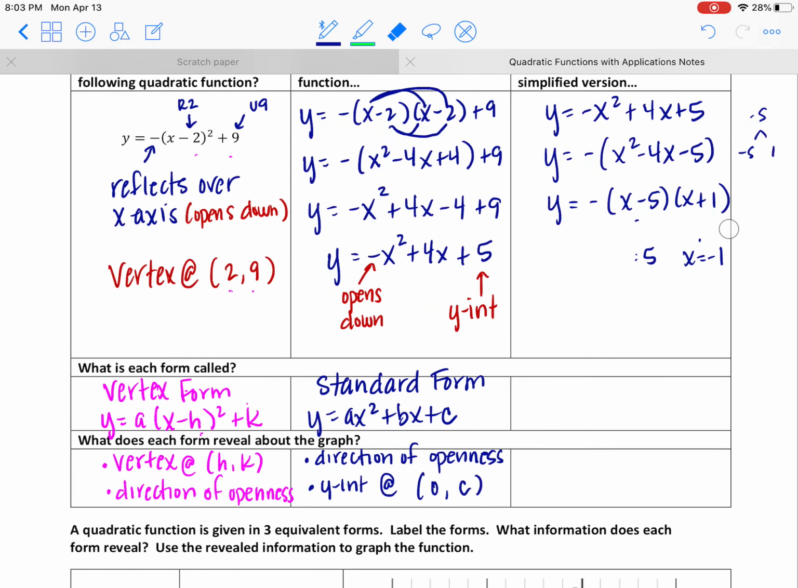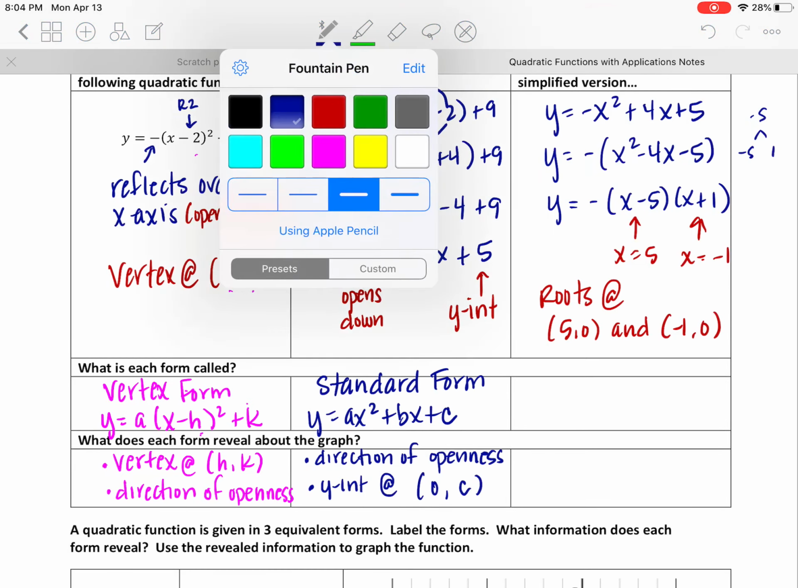So this shows me, let me change the colors on this. If we took this and factored it, x equals 5 and x equals negative 1 are my roots, my x-intercepts. So we have roots, x-intercepts, zeros, whatever you want to call them, at (5, 0) and (negative 1, 0). So this is the same function in three different forms, and all the forms are helpful for their own reasons, okay?